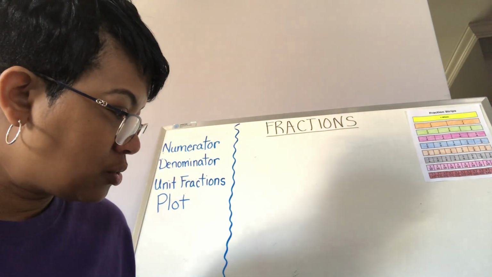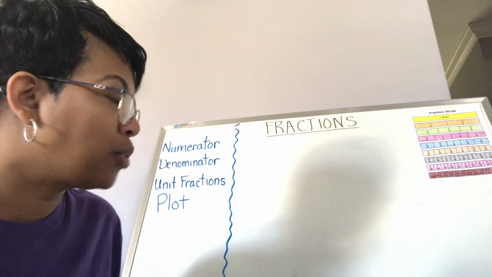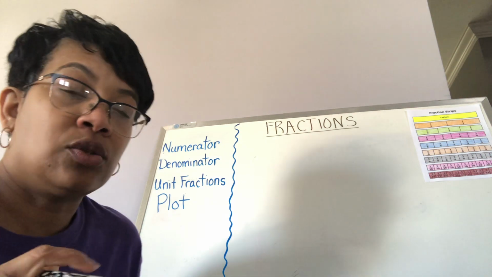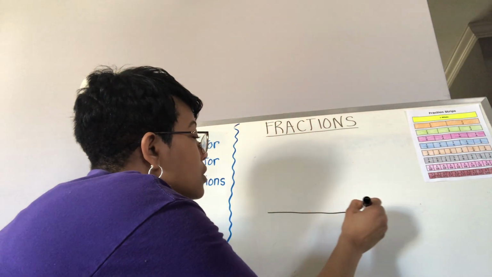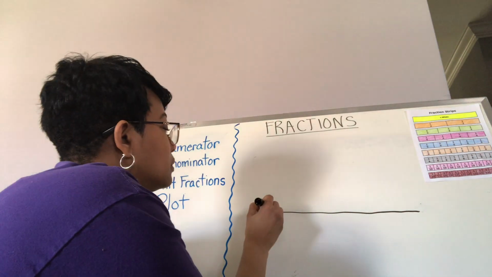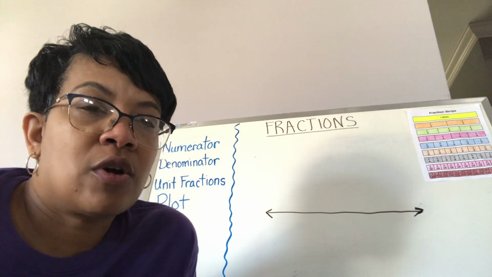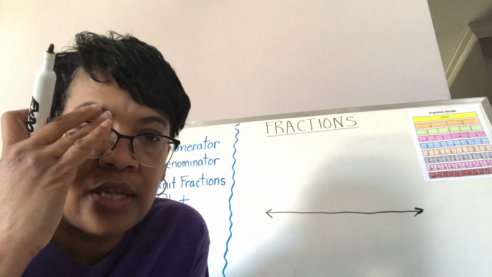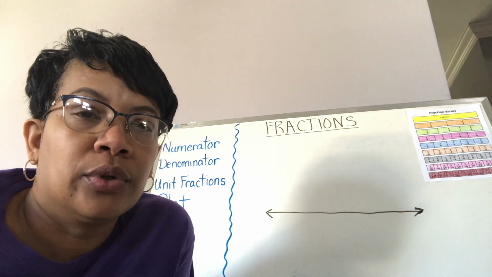So what I'm going to do is draw a horizontal line on my board, and with your pencil, crayon, whatever you're using, I'd like you to do the same, okay? So there's my horizontal line with my arrows at the end. And before we get started plotting fractions on a number line, what number should we begin with on our number line?